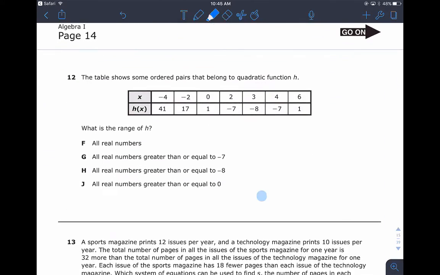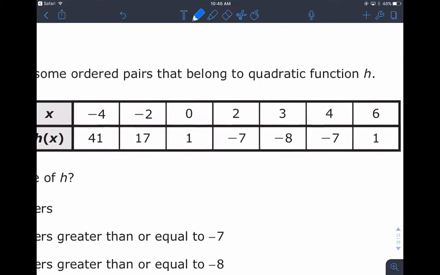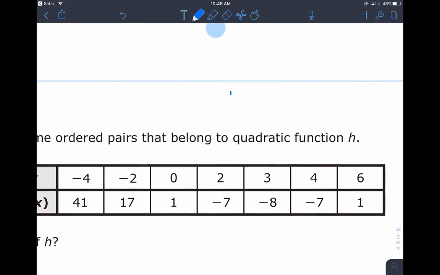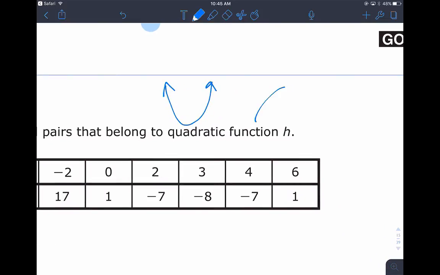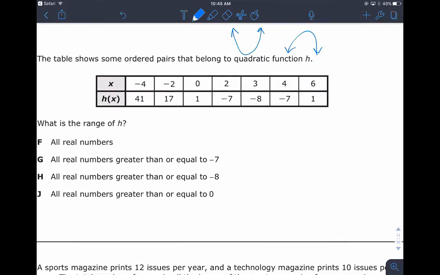Okay, next one. The table shows some ordered pairs that belong to some type of quadratic function. So for a quadratic function, you need to know that these are your U-shaped graphs. They're shaped like a parabola. Sometimes they're opening up, sometimes they're opening down. So we're just going to try and sketch what we got here to get an idea of what's going on.